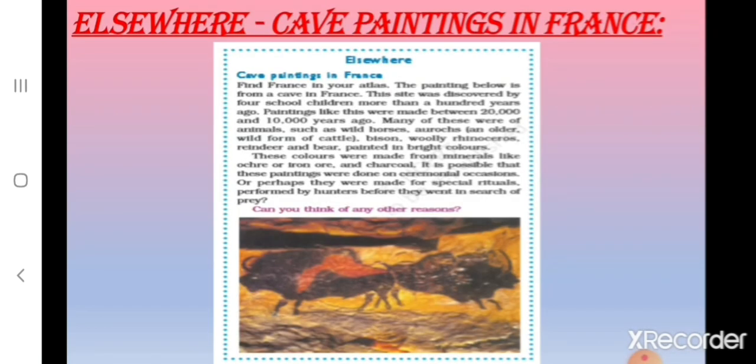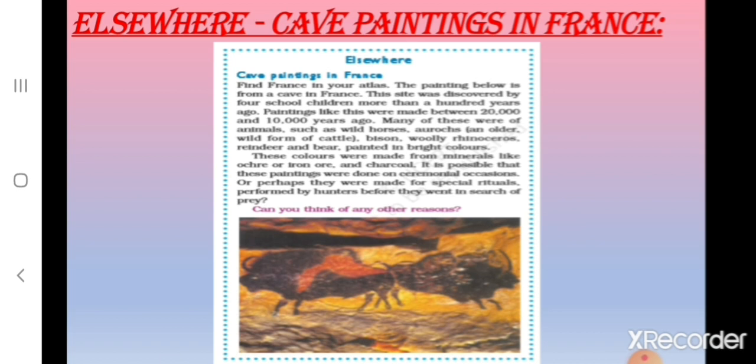Now let us revise elsewhere, that is about the cave paintings in France. Children, if you find France in your atlas book, you can see that this painting is from the cave that is in France. And this site was discovered by 4 school children more than 100 years ago. And these paintings were made between 20,000 and 10,000 years ago.